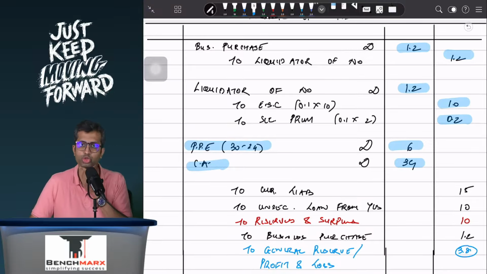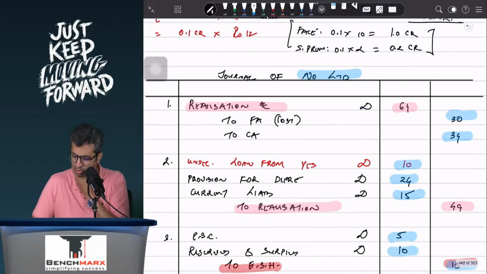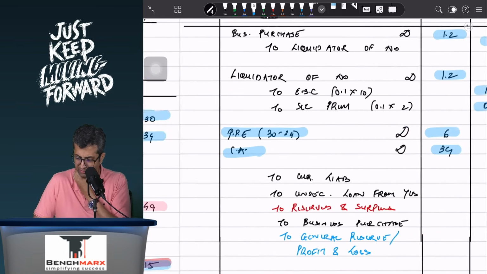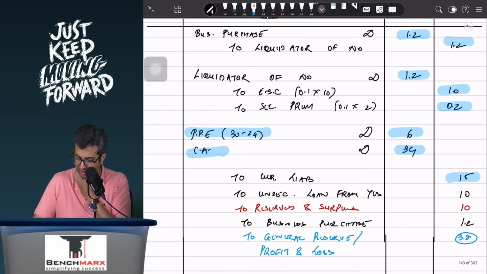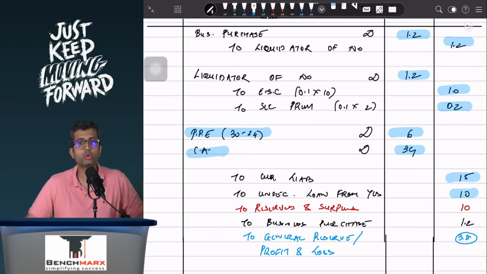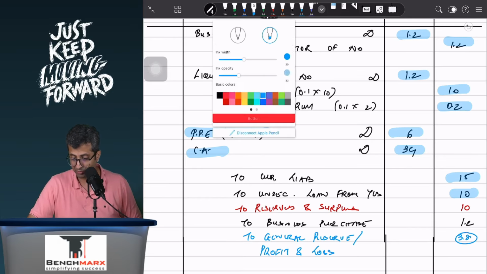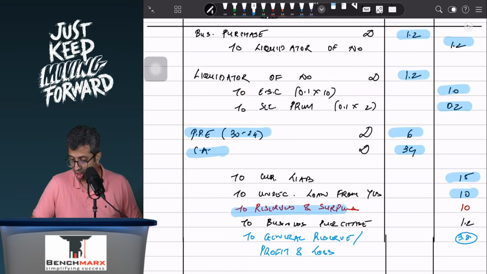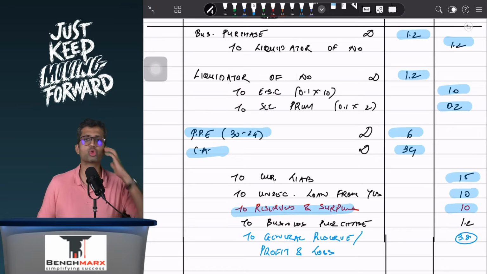Second, you will also credit the liabilities. I think liabilities were worth 10, 20, 10 and 15. So this is to current liabilities 15, to unsecured loans 10, which will later be eliminated, but you will take this over. Now you will also take over the reserves because it is amalgamation in the nature of merger. You will also take over the reserves, and we have written that with a different color pen. So over here, this reserves of 10 will be taken over to business purchase is 1.2, and hence there will be a balancing figure. Now usually you show this balancing figure as a capital reserve.